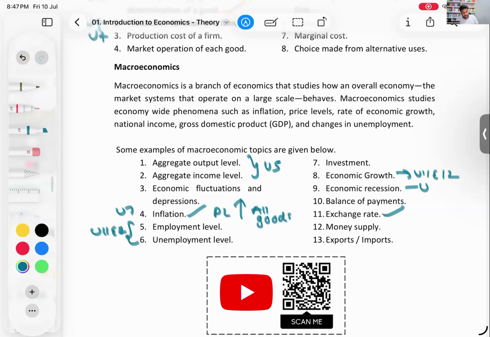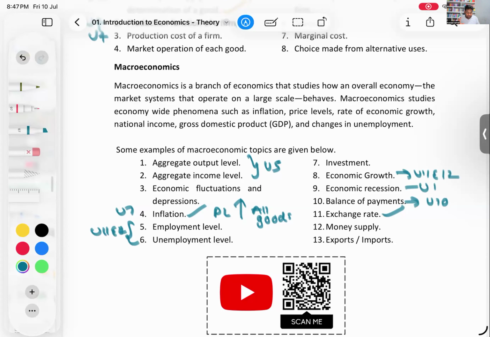Recession, we learn a little bit in unit number 1. BOP, unit number 10. So what these are, don't worry right now. So what is balance of payments? What is inflation? That is not the point that you have to figure out. What you need to know right now is, these are macroeconomic concepts.